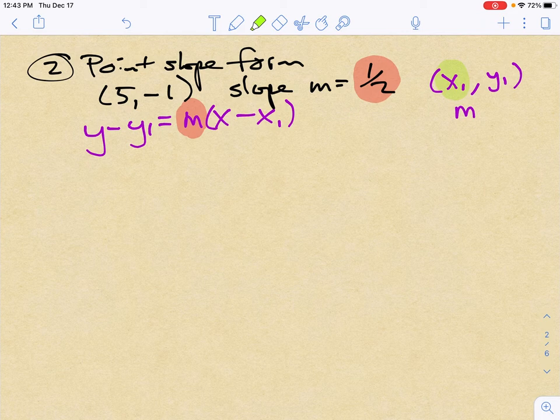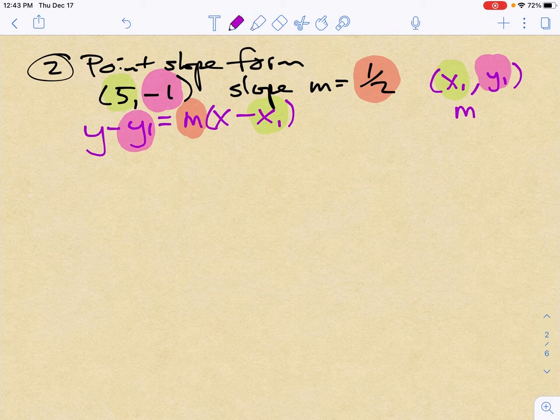So that goes in right here. And they gave me an x coordinate. It's right here. It's 5. And then I'm going to do the same thing with the magenta. And that's y, and that goes where your y is. And so you can kind of see how this all works.